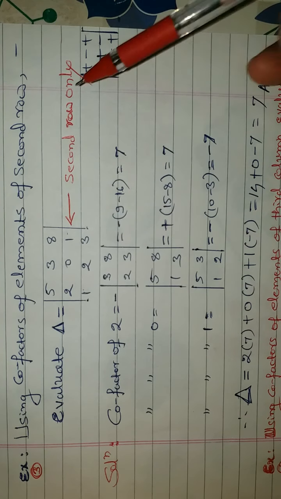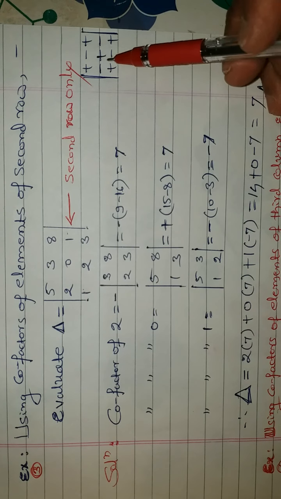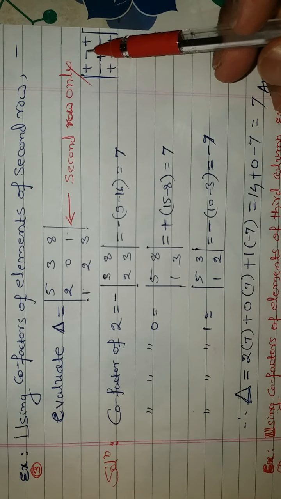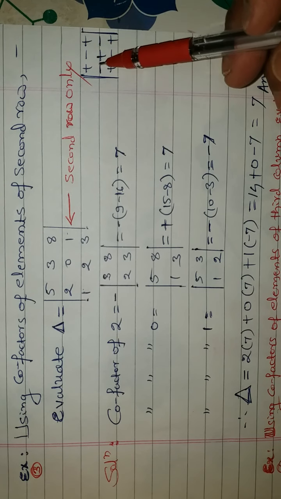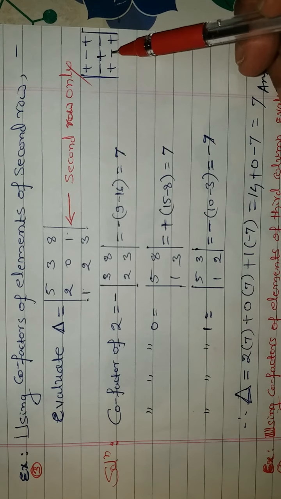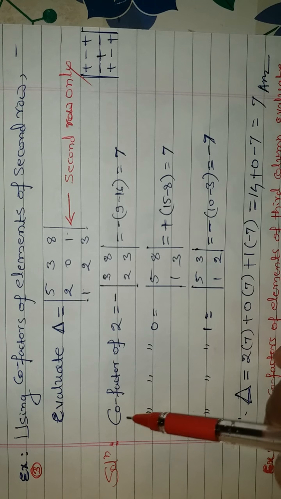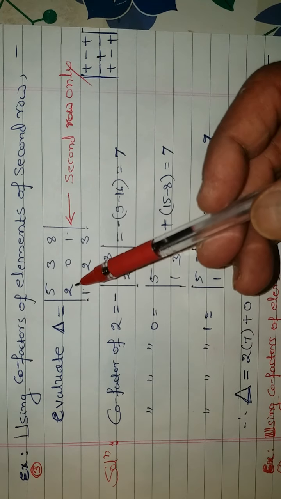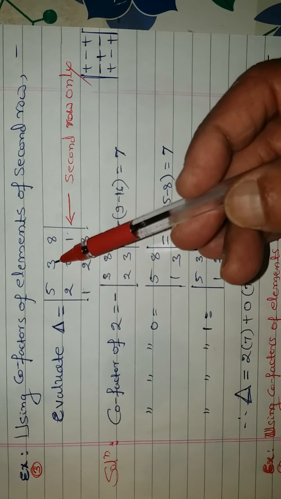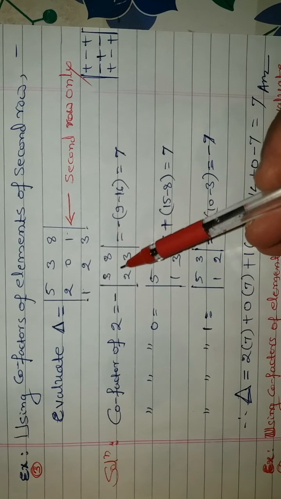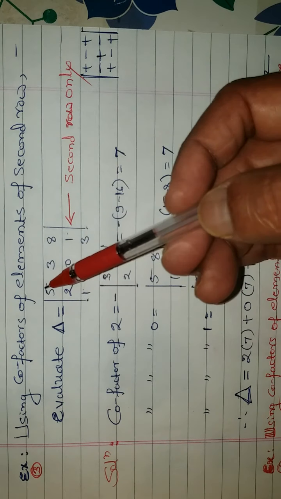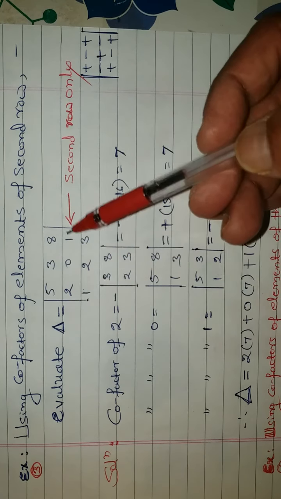Second row only. For that purpose, before going to this, we should keep in our mind the positions of the corresponding signs of the elements A11, A12, A13, A21, A22, A23, A31, A32, A33. Hence, the cofactor of 2 is minus into directly minus into the determinant 3, 8, 2, 3. Directly you can find. Here minus, you leave this row, this column and this row, this column.